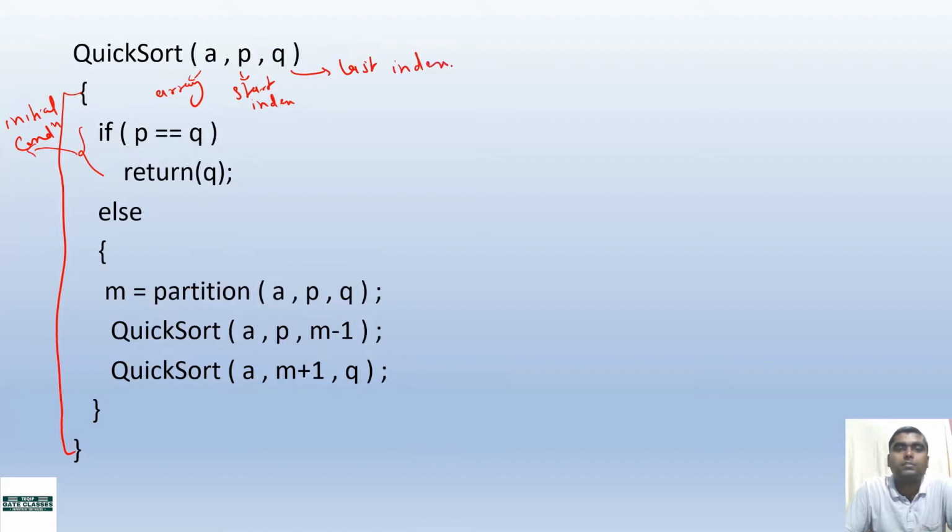Now observe carefully that if the problem is small, meaning only one element is there in the array, then P equals Q, so simply return Q. That's it. Otherwise, in the else statement, the partition algorithm is called and returns the position of the pivot element. Correctly placed pivot element.